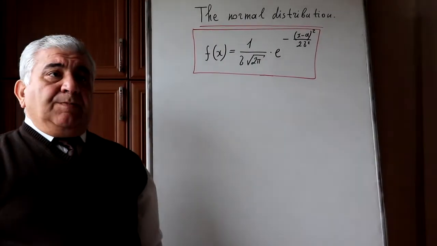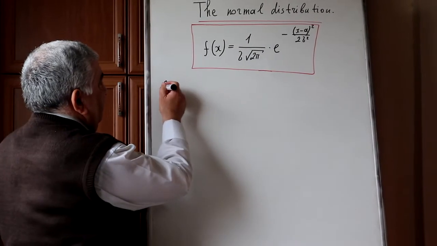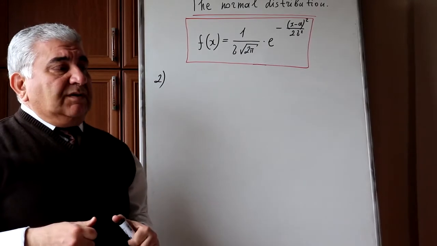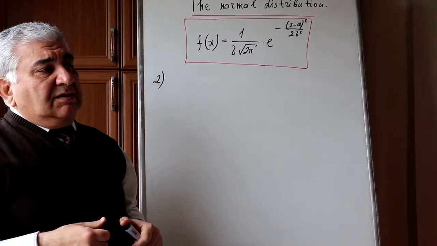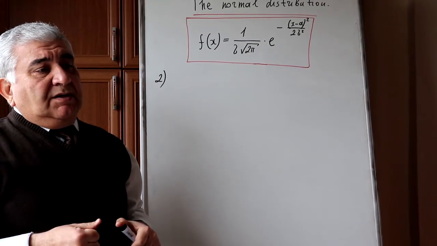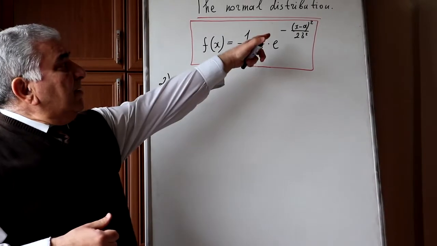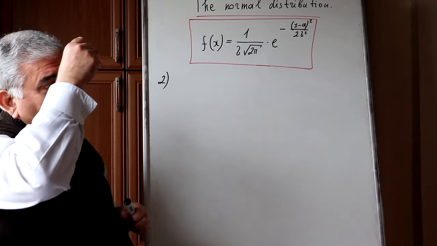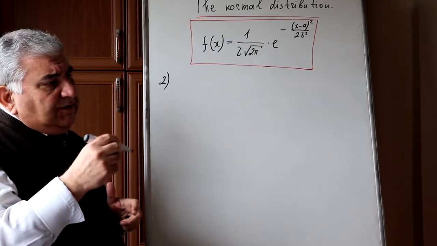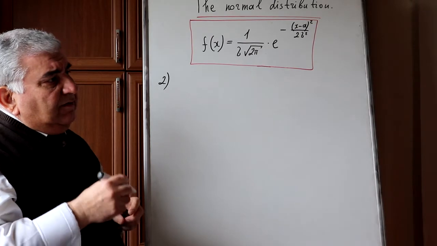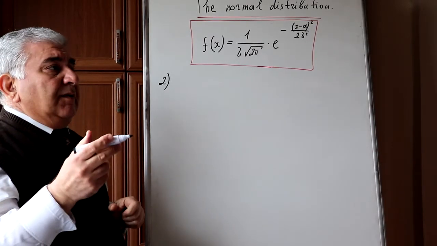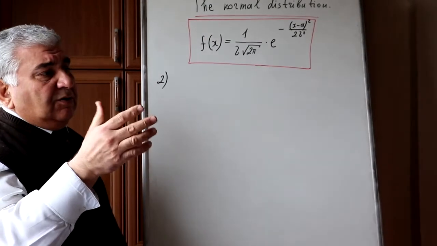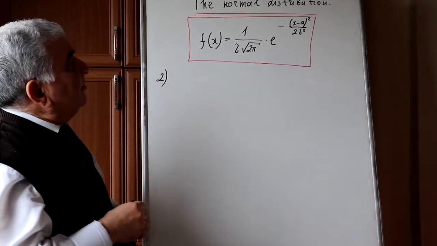Now go to the second property, and according to this property, the normal distributive density is a symmetric function, and its symmetry point or symmetry center is the parameter a. And for this we must prove it by verification of the definition of the symmetric function for the normal distributive density.